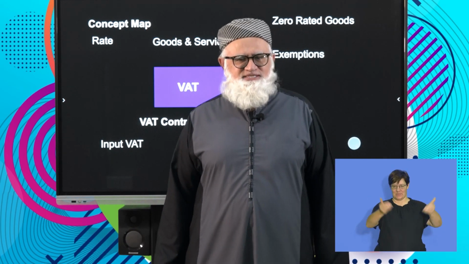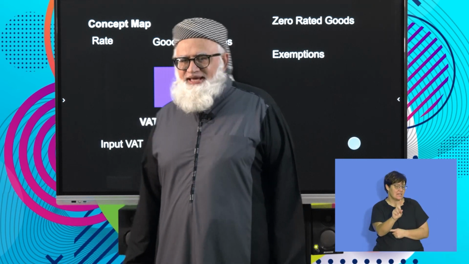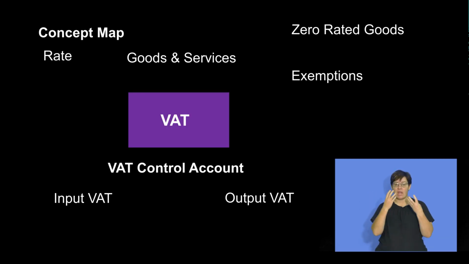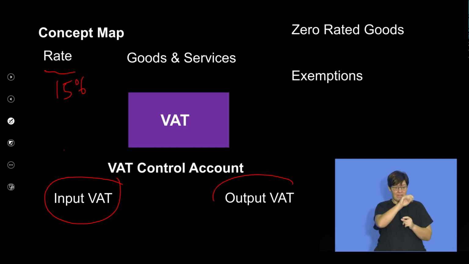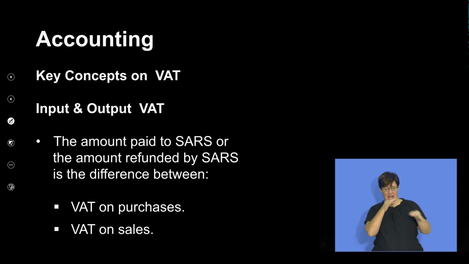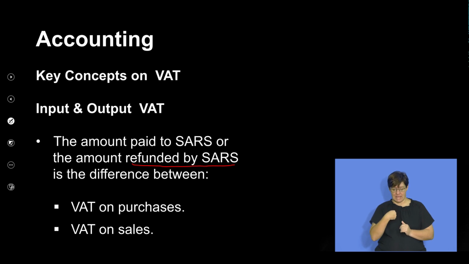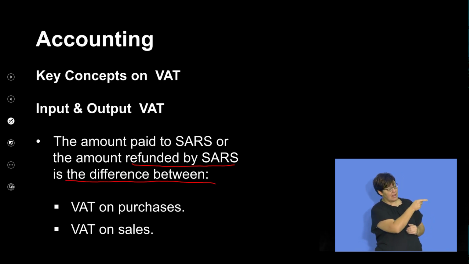Welcome back, accounting boffins. Remember, we're busy with VAT. A quick recap. We said that we have a standard rate of VAT, which we know is 15%. We said that we're going to explain, obviously, the input VAT and the output VAT in more detail. Okay, so now, when we say input VAT, that's the amount paid to SARS for the amount that has to be refunded by SARS, and that is what we're going to be dealing with now.